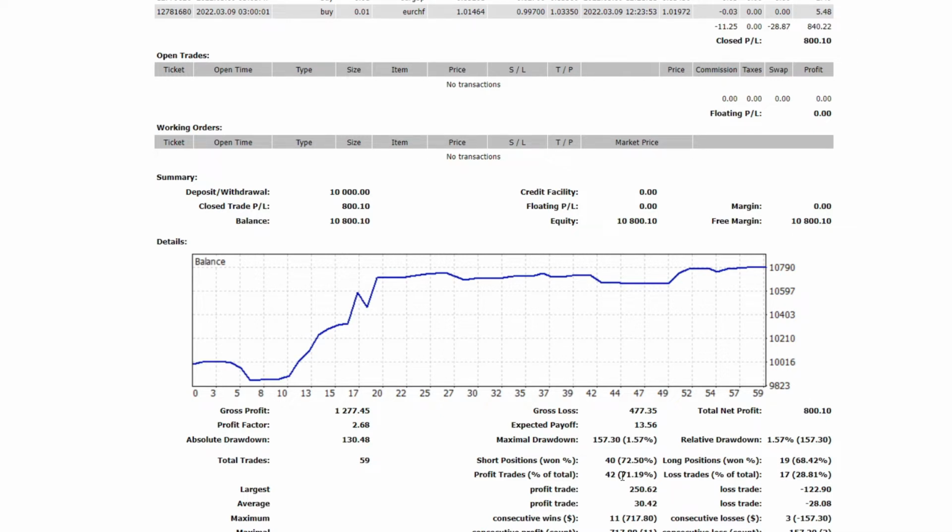And over here you can see a little bit over 71% win rate and a nice profit factor as well. I took 59 trades in total, and let me show you the equity, the balance curve.